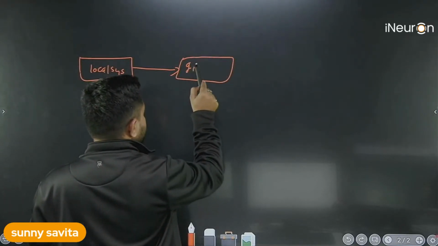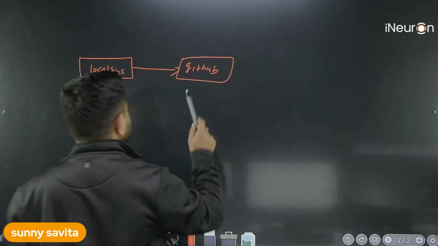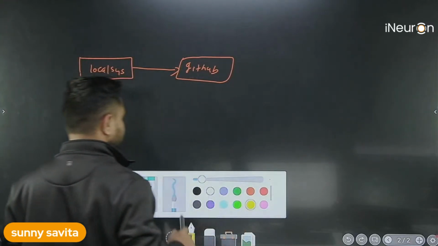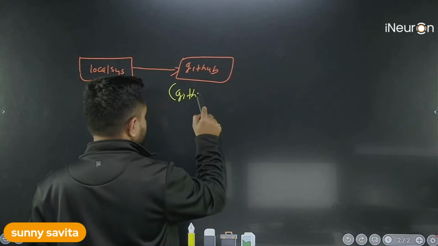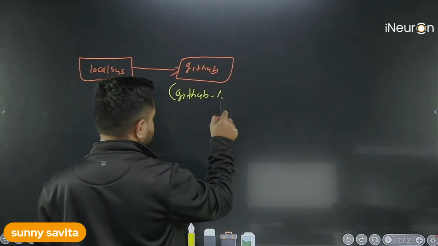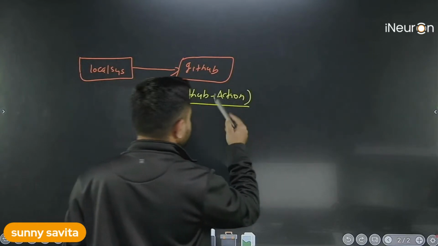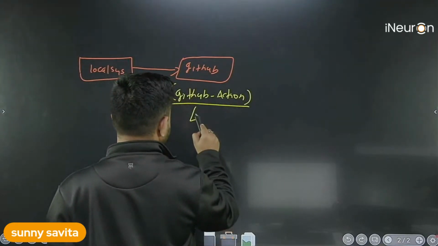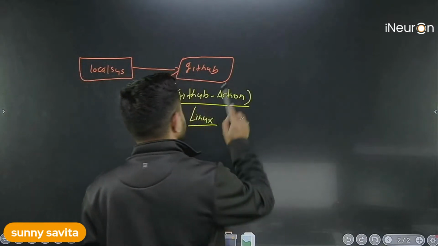Now this GitHub will provide you the server. That server is called GitHub Action. I'm just summarizing whatever I've written on my previous page. This is my GitHub Action, and the server which we are using is Linux here.